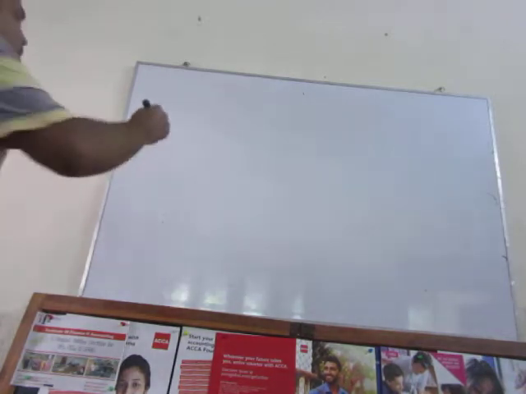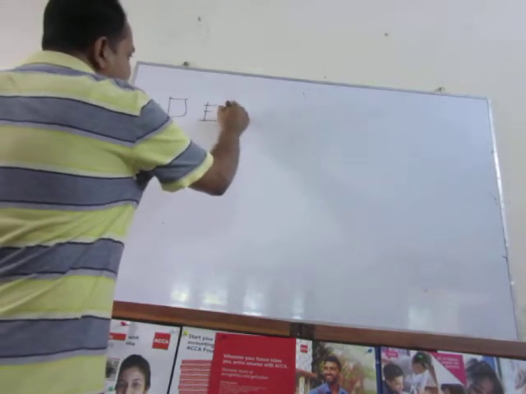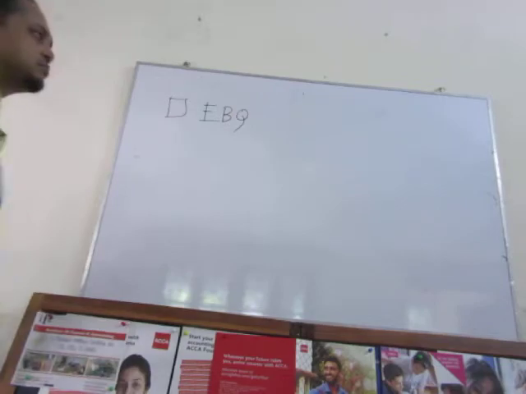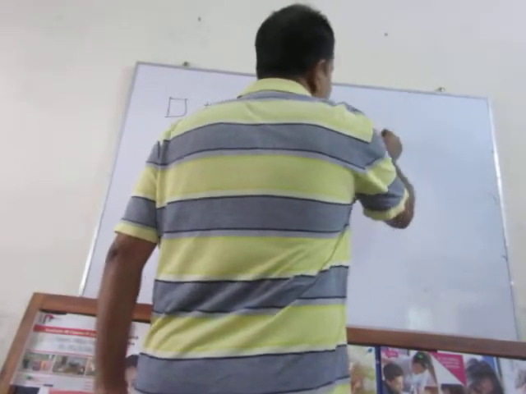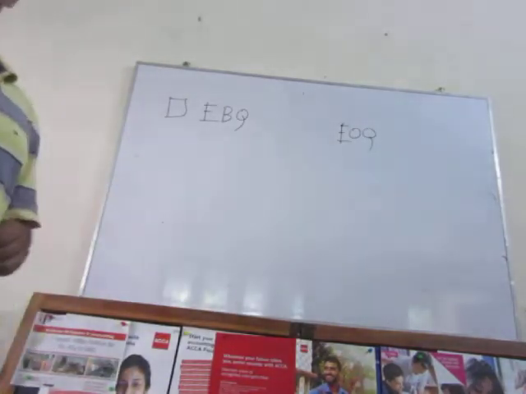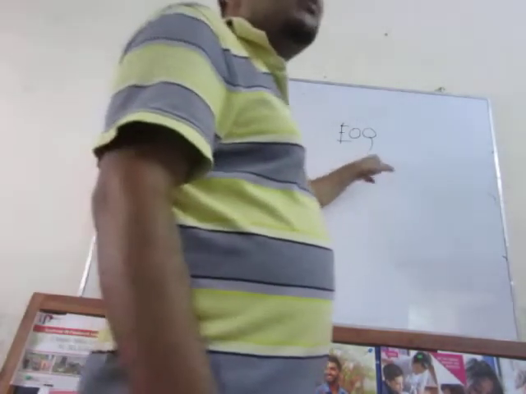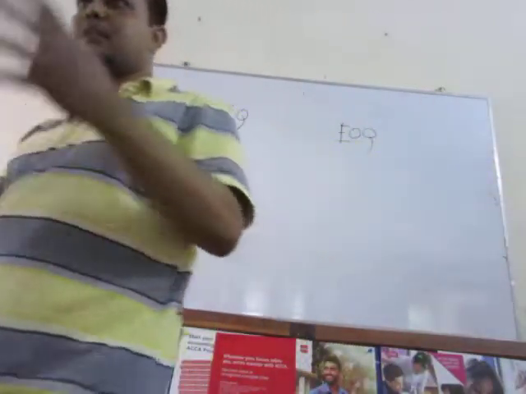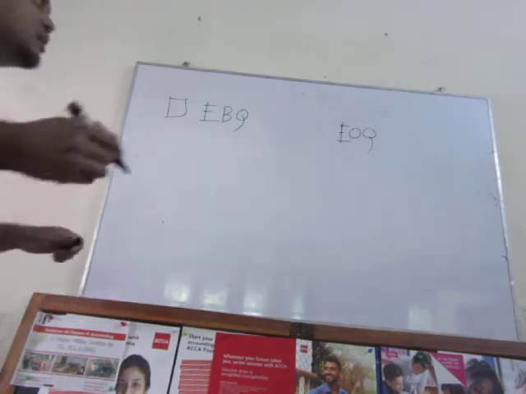What did we discuss last time? The difference between EOQ and EBQ. Then we'll discuss EBQ. Initially we discussed EOQ. Now we'll discuss EBQ. So what is the difference between these two? This is the economic quantity, this is also an economic quantity, but there is a slight or big difference between these two.